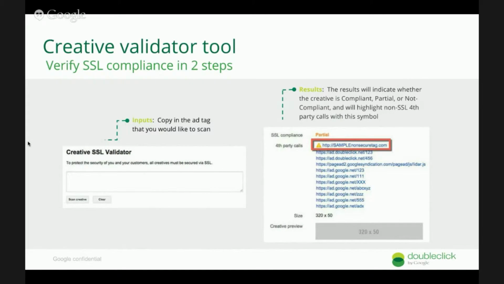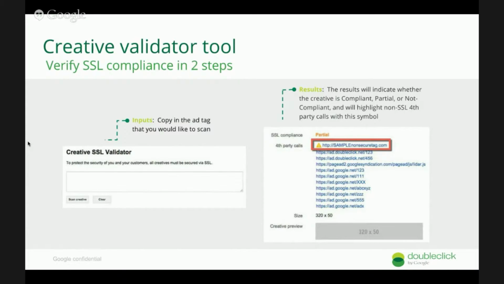And so one of the things that we're doing is allowing you to see all of the fourth-party calls in your creative along with an indicator of whether it's SSL compliant or not. And over time, we'll be adding additional policy-related functionality to this tool, but for now, it's mainly for you to check for SSL compliance.